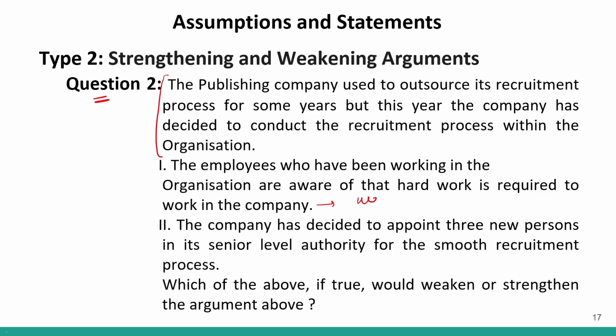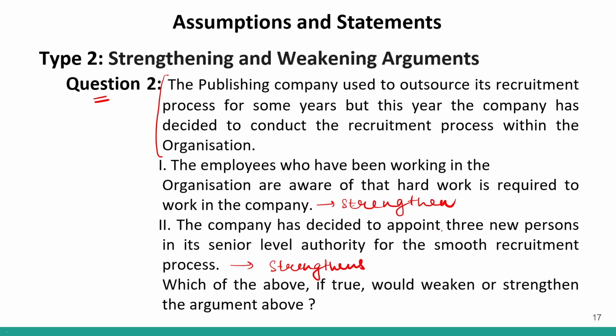This will definitely strengthen, because if there is a decision that is taken that now we will not outsource our recruitment process, we will handle it on our own, that means the employees are involved in the process. And if employees are involved, they are aware of the hard work that is required to work in the company, so they would be able to help the recruitment process, right? The second one says the company has decided to appoint 3 new persons in its senior level authority for the smooth recruitment process. So this one also strengthens. Correct? This one also strengthens.